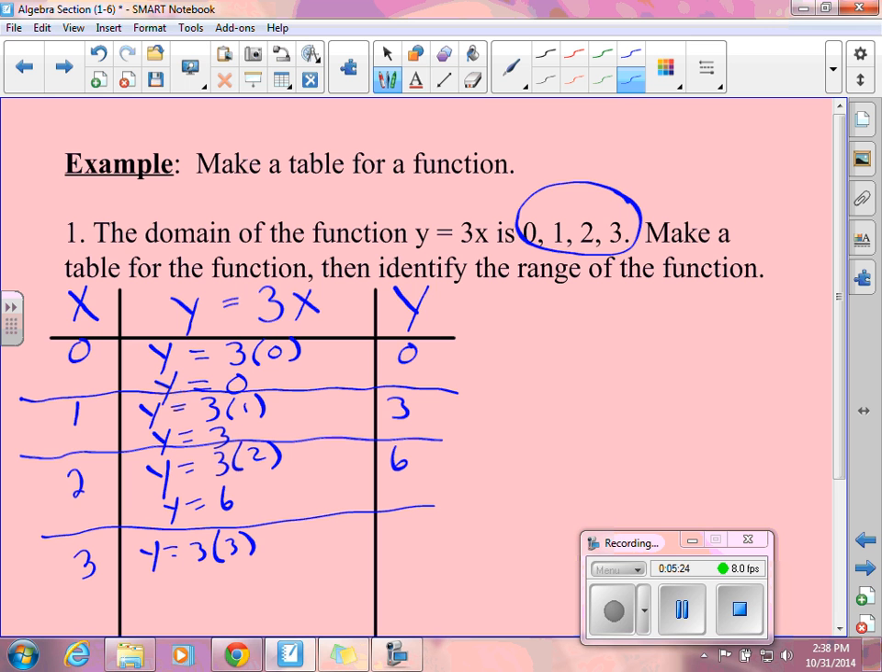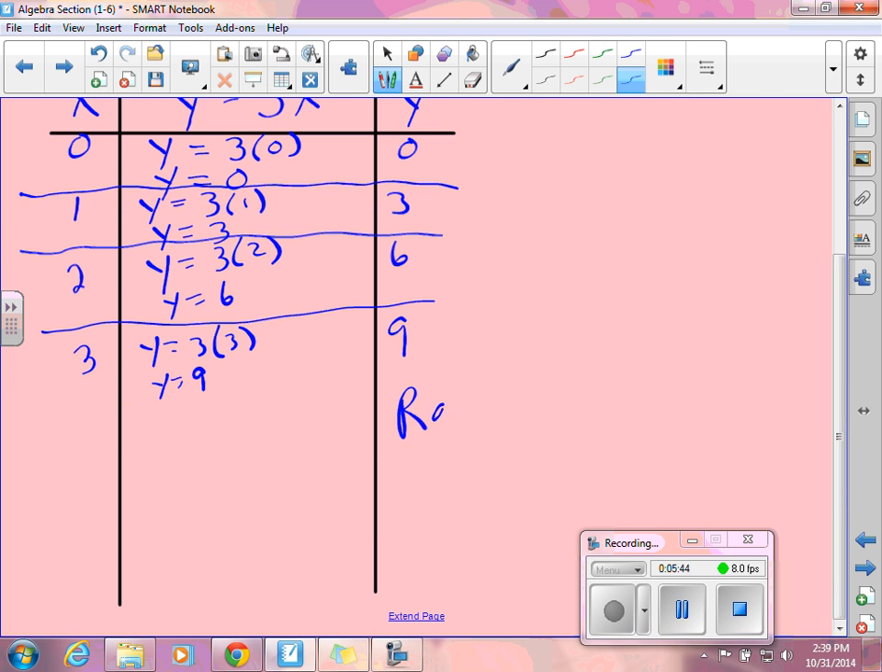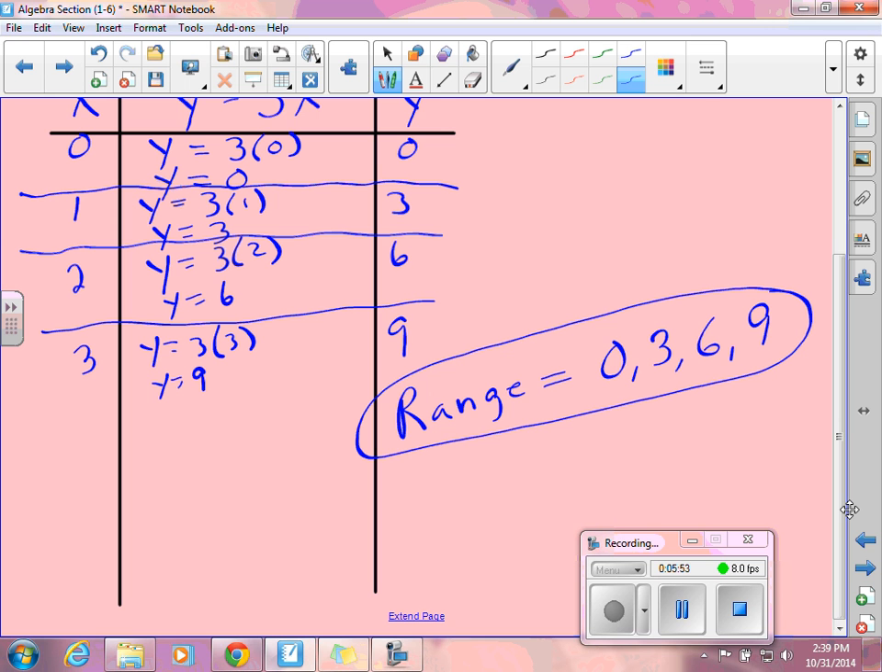Now, I did not totally finish my problem because you'll notice it says to identify the range of the function. Now, if the domain is my x, all right, then the range is my y. And so what you're going to do is you're going to say range equals, and I want you to actually list the numbers in the range in that order. Okay? Make sure you make a list. Don't just circle it and say, here it is. Okay? Make sure that you make a list. All right, let's go on to the next problem.